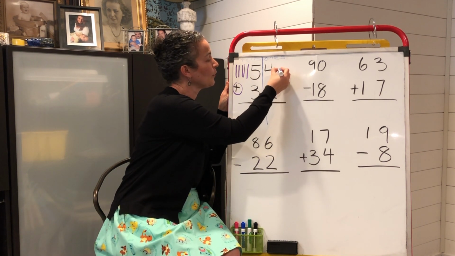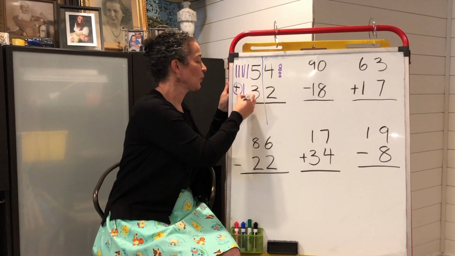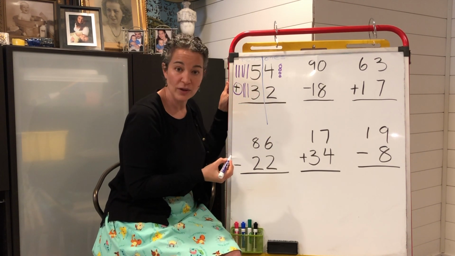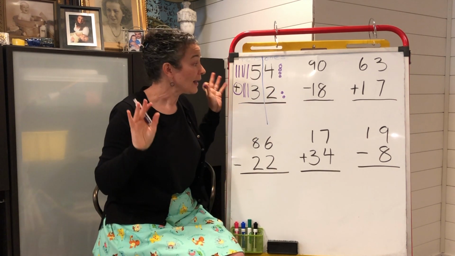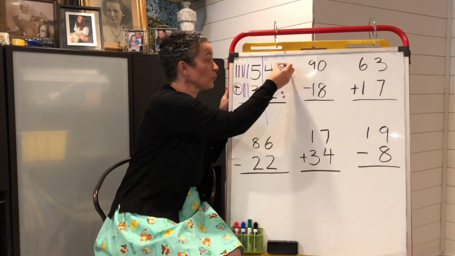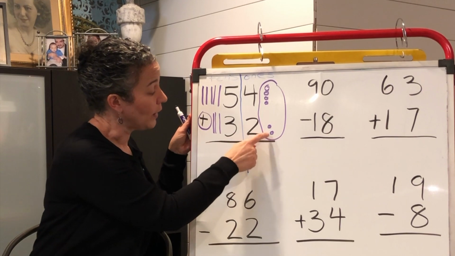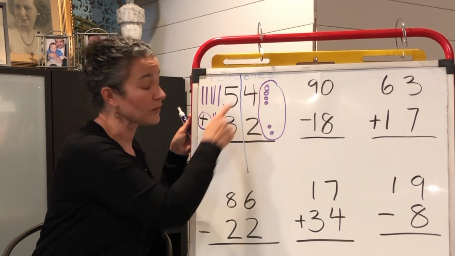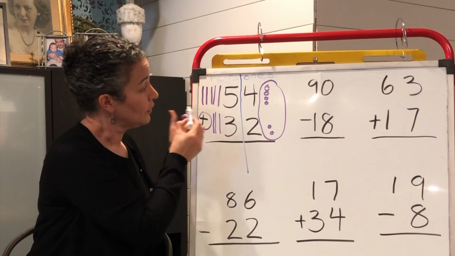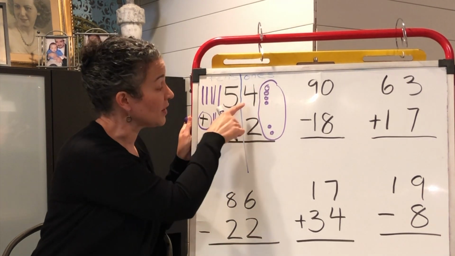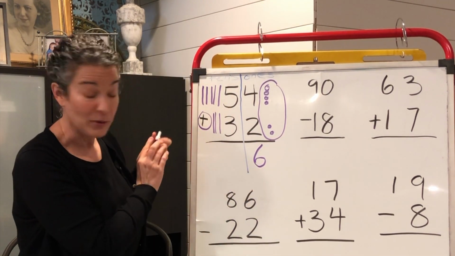1, 2, 3, 4. 32. How many tens? 3 ten rods. 1, 2, 3. And how many ones? 2 ones. All right, my friends. I like to always start with the ones. So let's do our ones first. Now let's solve this. Ready? Here we go. 1, 2, 3, 4, 5, 6. Count it again. 1, 2, 3, 4, 5, 6. So you already know this. The sum of 4 plus 2 is 6. And now, my friends, we can count up our ten rods. You ready?